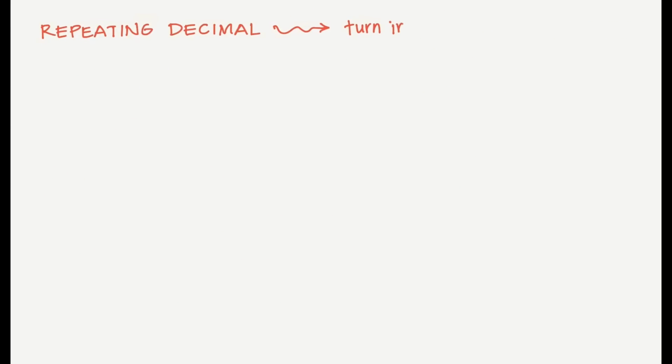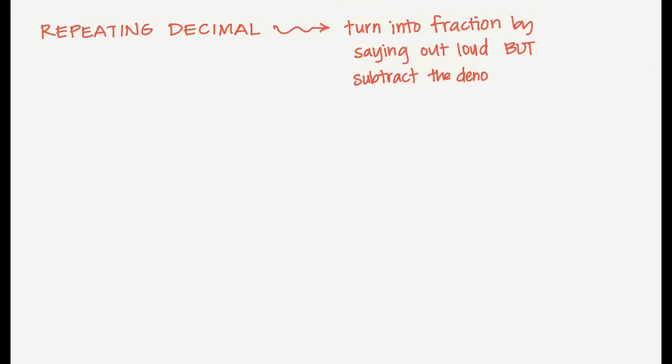So again, a repeating decimal, you can turn it back into a fraction. And the way that you do it that I find is the easiest is just like before. Say it out loud the formal way, but you are going to take that denominator and you're going to subtract it by 1, okay? So that is going to be the key to help us writing repeating decimals.